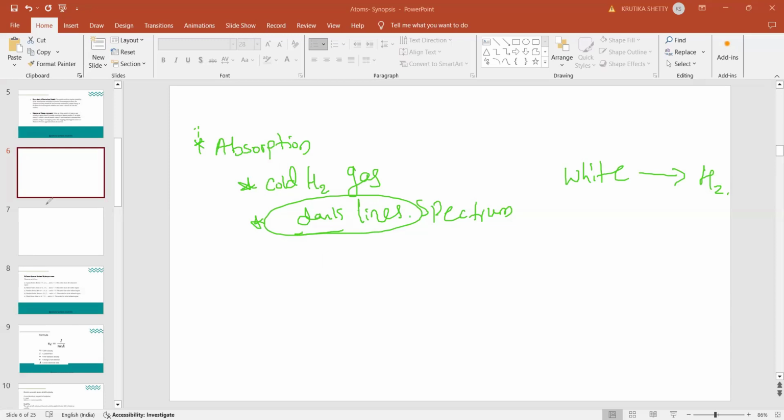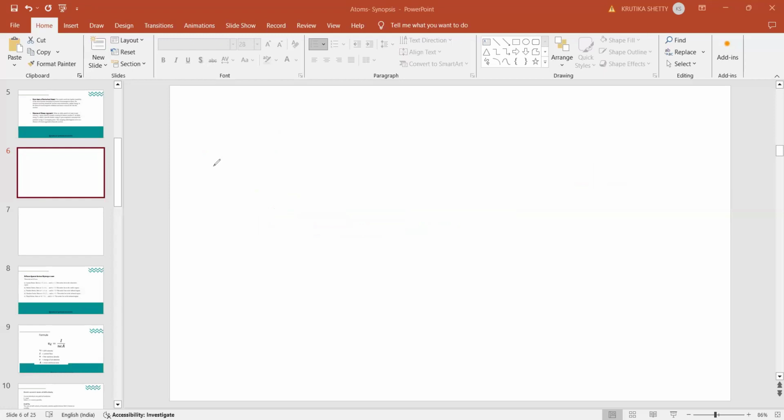Yes, ma'am. So one very small question: what is the cause for the emission spectrum? How can you define it here? Cause means the reason why that is taking place. What is the cause for the emission spectrum?